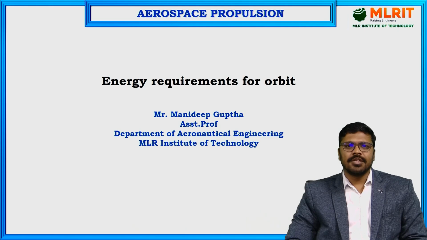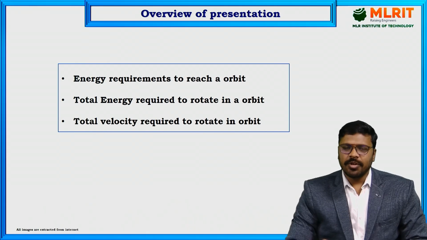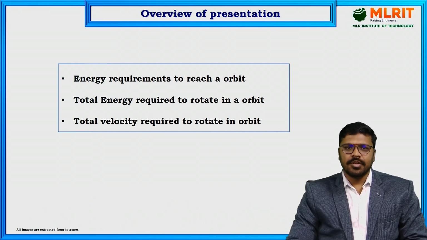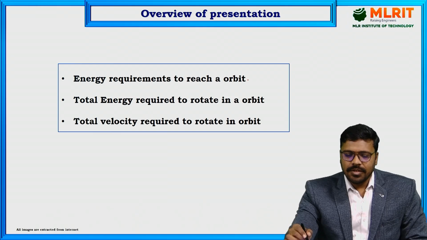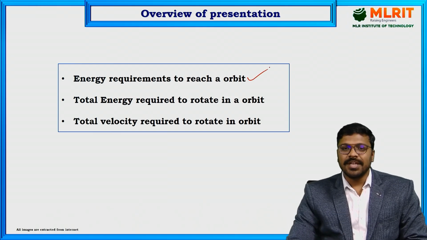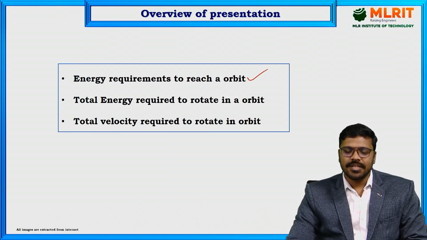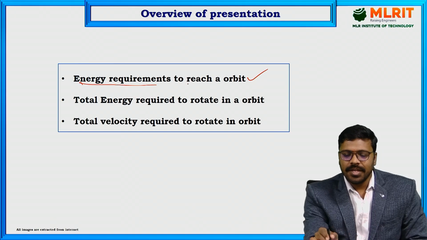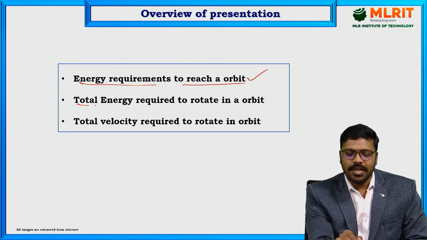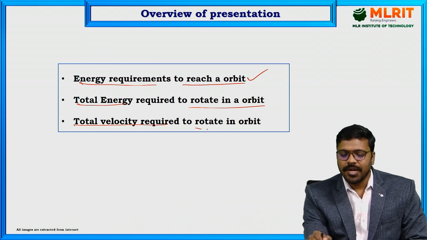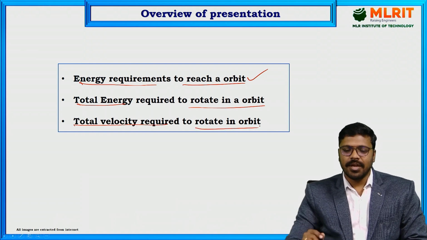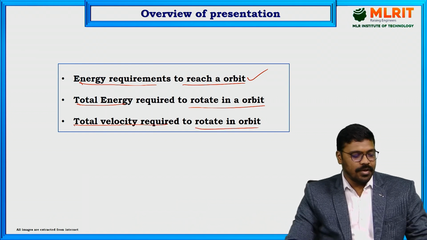What energy needs to be provided for the object to reach the orbit, and after that to rotate in the same particular orbit. Coming to the overview of today's presentation, we are going to discuss the energy requirements to reach an orbit. First thing is energy requirement to reach an orbit. Next, total energy required to rotate in the orbit and velocity required to rotate in the orbit. So, these are the main three topics which we are going to cover today.